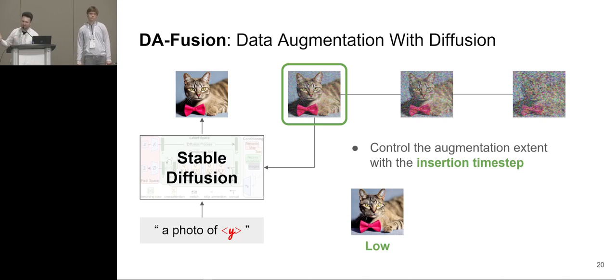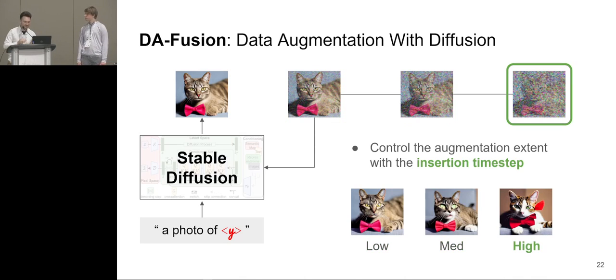If you choose a very low insertion time step, corresponding to an insertion position far on the left, you'll get an image that looks almost the same as the source image, but very low-level details are changed, such as the striping pattern on the fur of this cat. And as you increase this insertion time step, more and more information about the image is going to change. On the far right here, you can see that the bow tie is now much larger, and the cat is also having a vastly different coat of fur and a different pose as well.